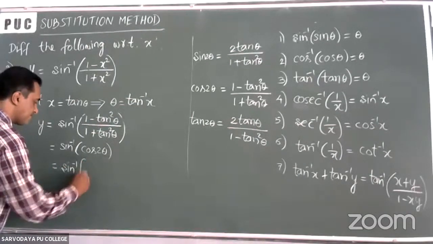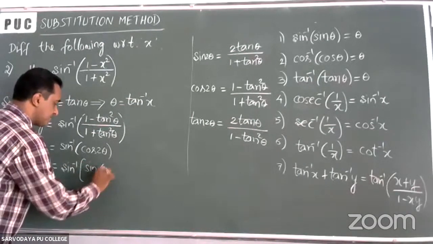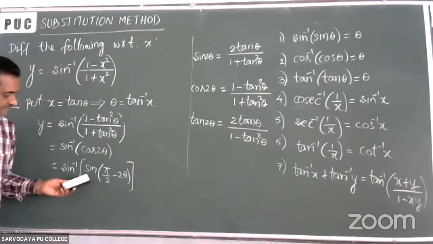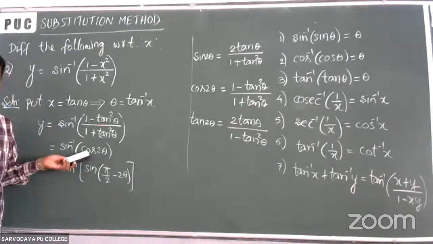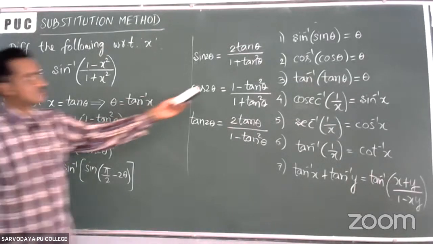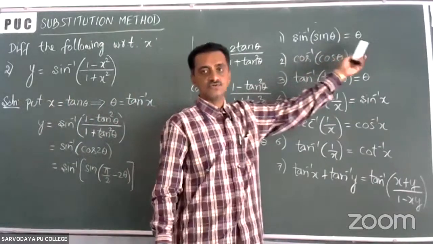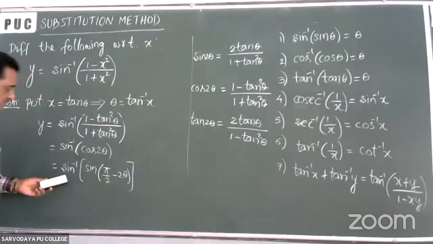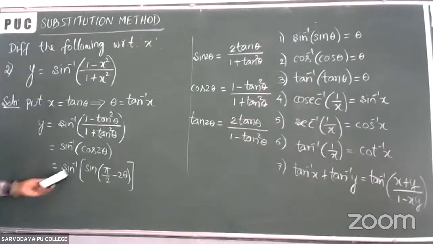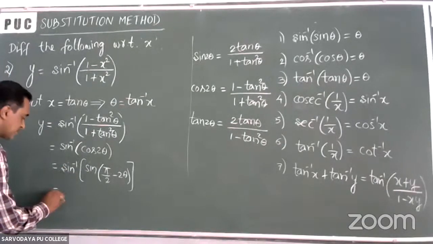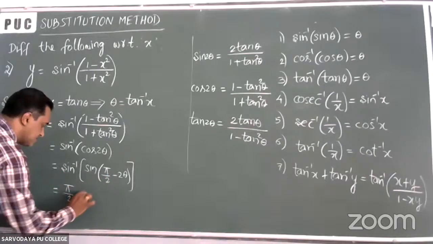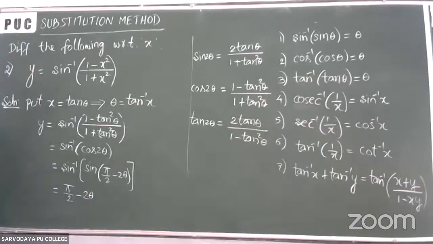Sin inverse of sin of pi by 2 minus 2 theta, sin of 90 minus theta. Look, sin of 90 minus theta is cos theta, or cos theta is sin of 90 minus theta. Now I can apply the formula sin inverse of sin theta is equal to theta. Now it is ready for applying because both of them are the same function. One is the inverse function, the other is the same sin function. Sin inverse of sin theta gives pi by 2 minus 2 theta.